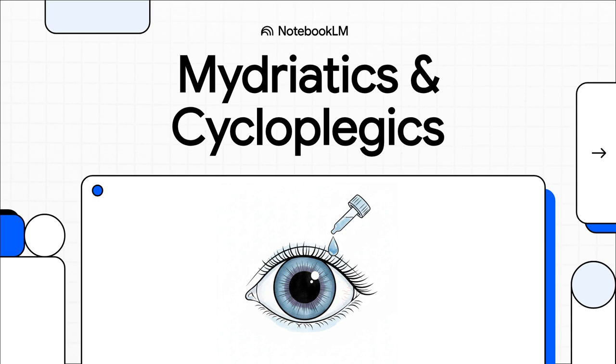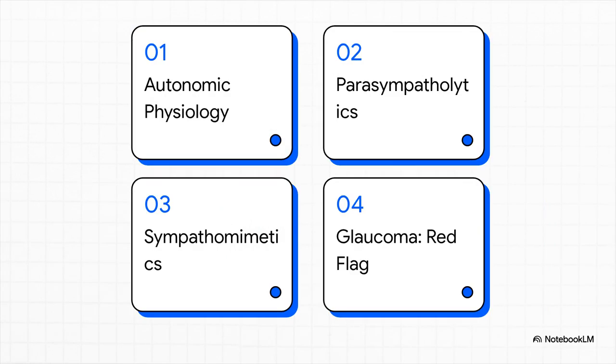Well, let's dive into this fascinating pharmacological tug-of-war. All right, here's our game plan for today. We're going to cover autonomic physiology, parasympatholytics, sympathomimetics, and we'll wrap up with the ultimate clinical red flag, glaucoma. Let's get right to it.